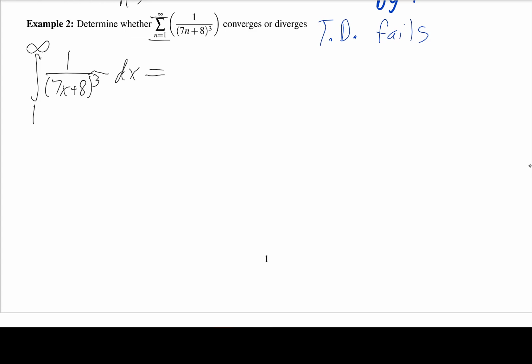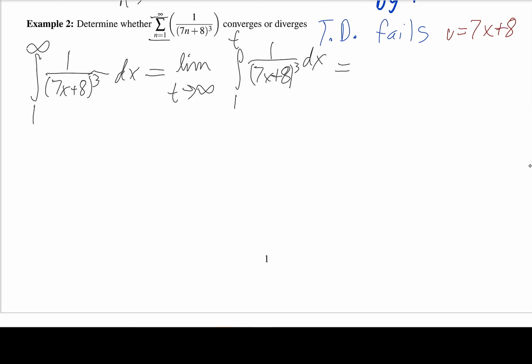So this is an improper integral. We'll rewrite it as the limit as t goes to infinity of the integral from 1 to t of 1 over 7x plus 8 cubed dx. Okay, and so now I can use a u sub. What I'm going to do is u sub u equals 7x plus 8.